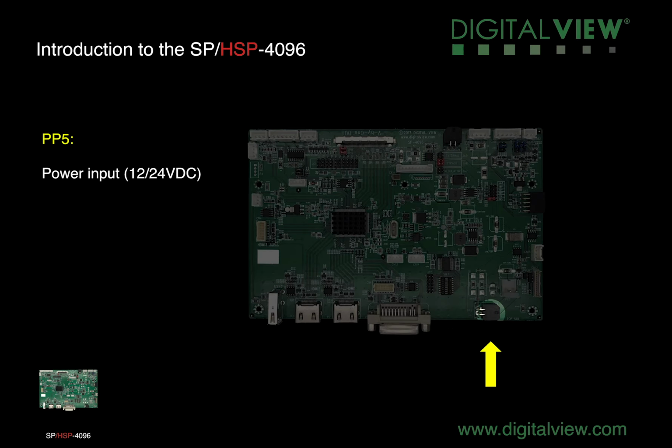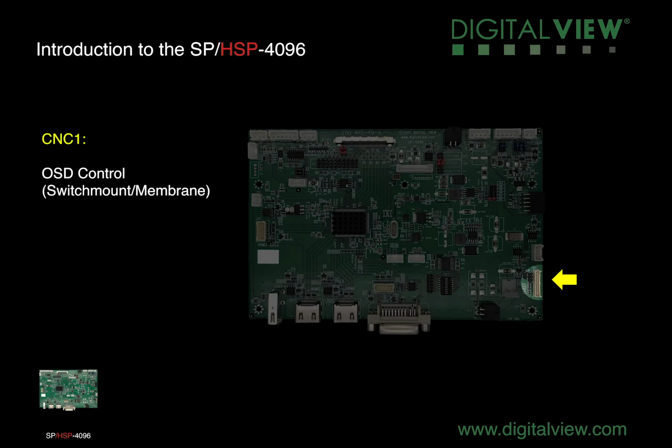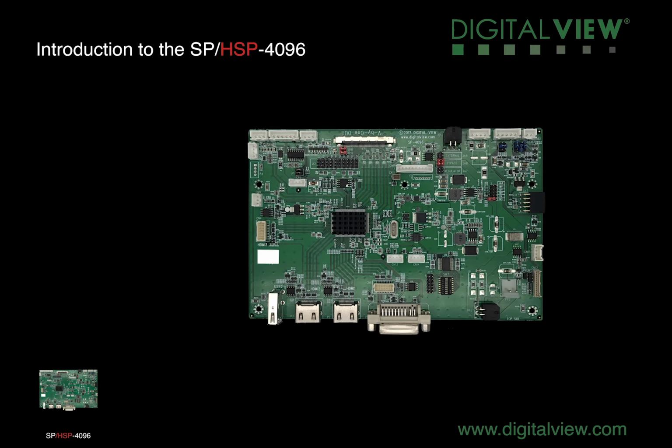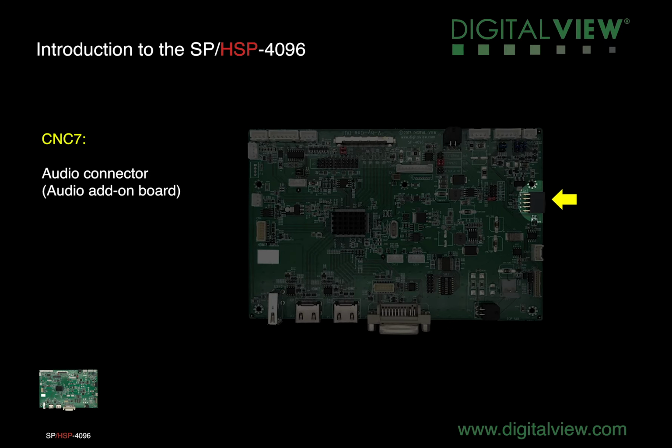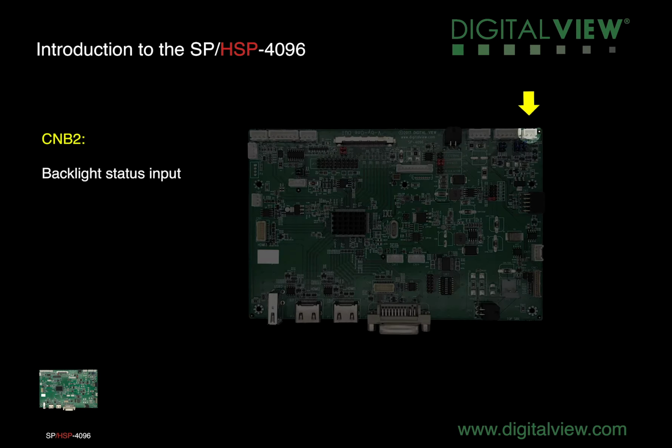PP5, that's the power input that supports either 12 or 24 volts DC. PP2 is an alternate power input. CNC1 is for the OSD control using one of the button board solutions. CN15 is a power output connector. CNC7 is the audio connector, and you can connect the audio add-on board to this. We have CNB2, which is for the backlight status input. CNB1 is for the backlight inverter control for power, on, off and brightness.